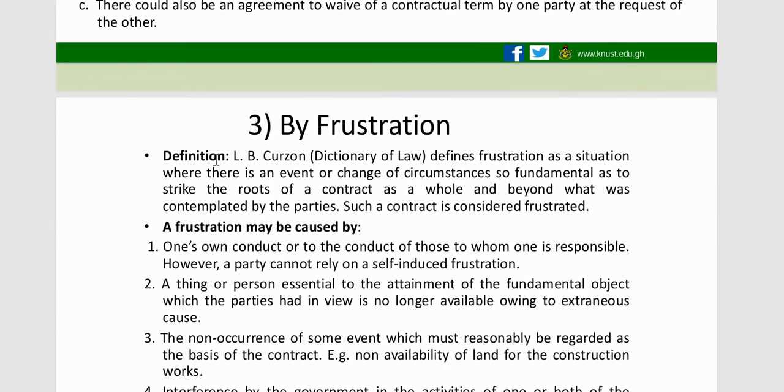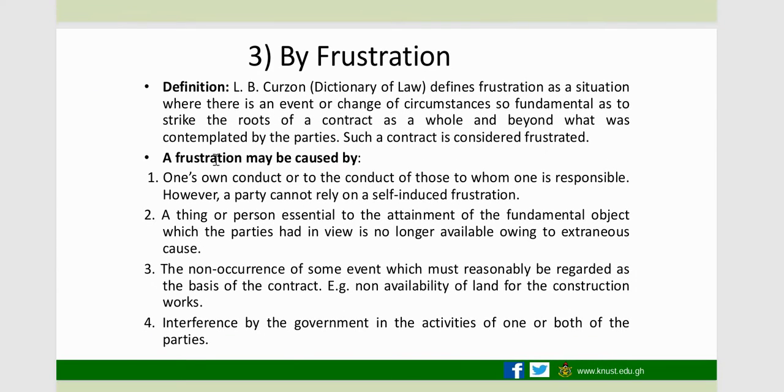Okay. Then let's move on to the third one, that is by frustration. Okay, by frustration. So when we say a contract can be discharged by frustration, what are we trying to say? Frustration here is we are talking about unexpected event. Okay, so a contract can end if something unexpected happens that makes it impossible to carry out the agreement. So something unexpected happens.